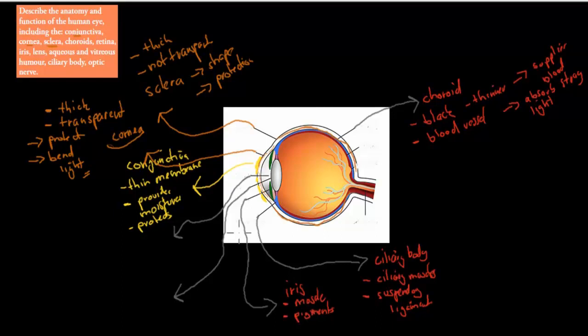That's the structure of the iris. The structure of the pupil. The pupil is just an opening, and we're going to look at that more in a second. It's just an opening that lets light pass in and out.